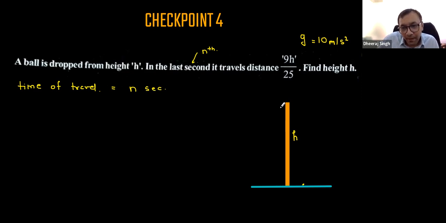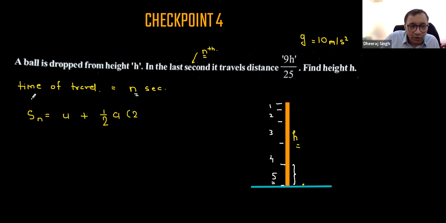For example, first second it travels this much, second this much, third second this much, fourth this much, and fifth it is here. So 1, 2, 3, 4, 5. In the fifth second, it has traveled 9h by 25. But the total time of travel is 5 seconds, which is assumed to be n seconds. Clear? So I am going to use this value of n, h, in which equation? I'll use it in s nth is equal to u plus half a into 2n minus 1.